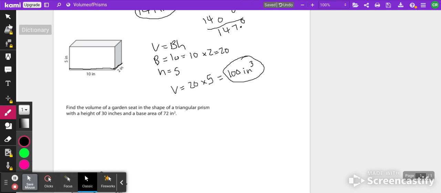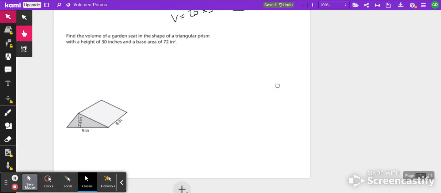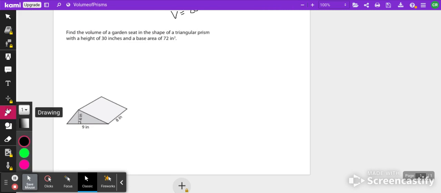Scroll down a little bit. It says find the volume of a garden seat in the shape of a triangular prism with a height of 30 inches and a base area of 72 inches. Notice here, this is a triangular prism. We've been doing rectangular prisms, so this is a little bit different. Any kind of prism has the same formula. Our formula is still V equals area of the base times the height. We like this problem because it tells us the base area, which means we don't have to find the area of the base, it gave it to us.